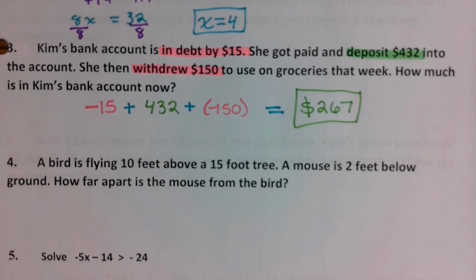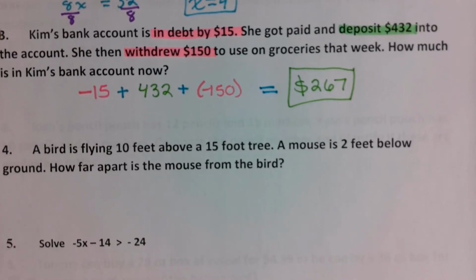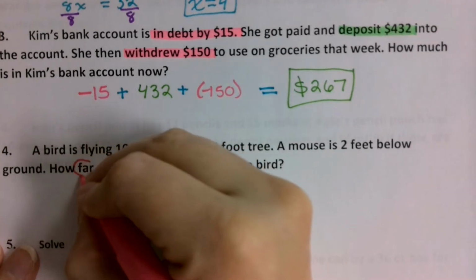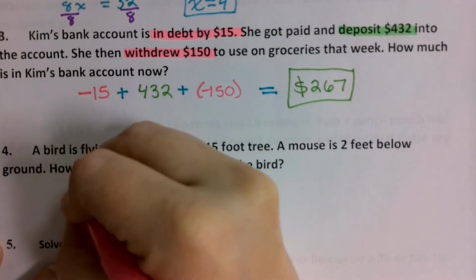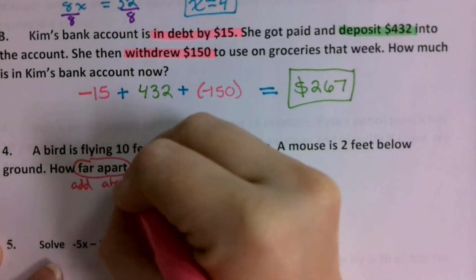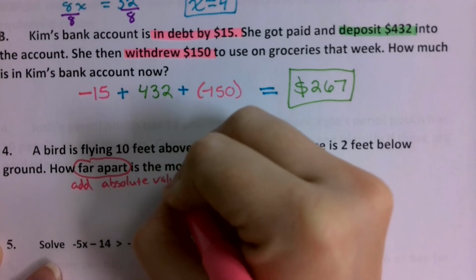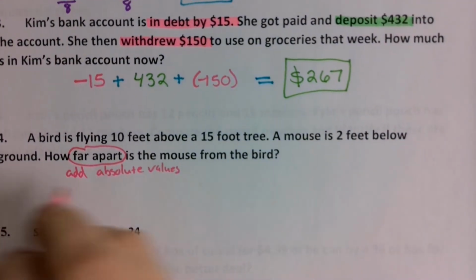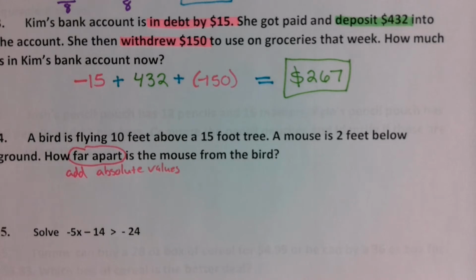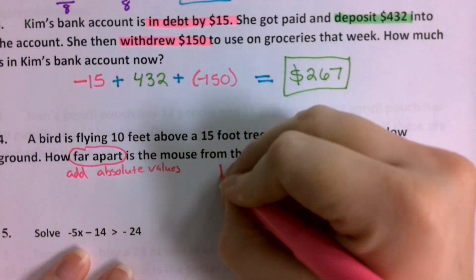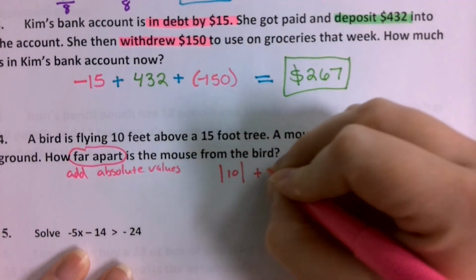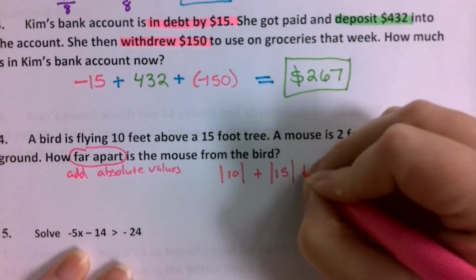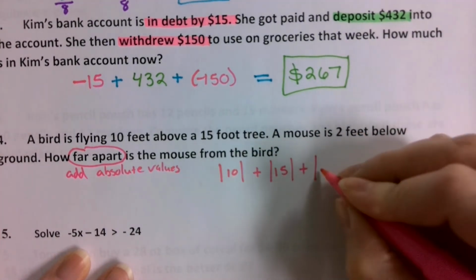Okay. A bird is flying 10 feet above a 15-foot tree, and a mouse is 2 feet below the ground. How far apart are they? So remember, when we talk about how far apart, that means you are going to add the absolute values. You're going to add the absolute values when you're figuring out how far apart they are when they're on opposite ends of that number line, right? So we've got the absolute value of 10 plus the absolute value of 15 plus the absolute value of negative 2.